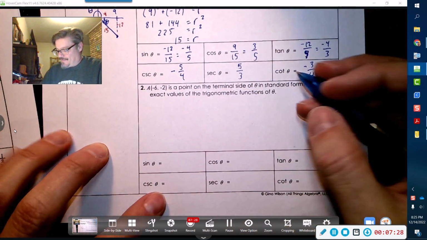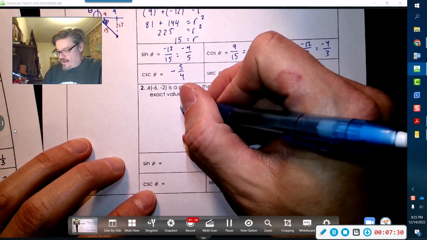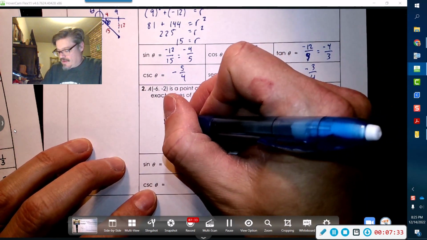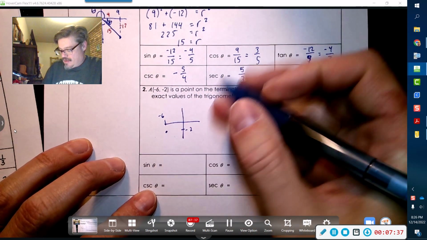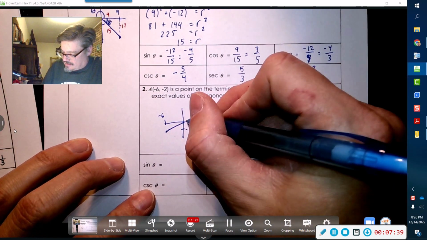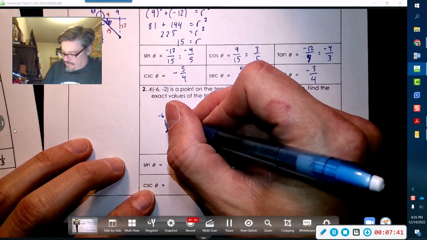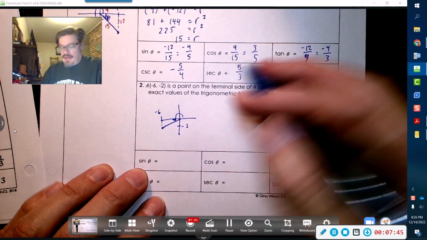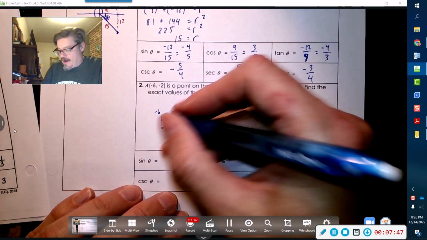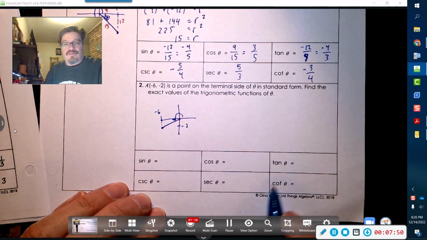All right, this guy. Negative 6, so negative 6, and then we're going down negative 2. So we are over here, and our triangle looks like this. But we're basically focused on this little piece here. So now let's figure out what our hypotenuse is, because again our goal here is to find all 6.